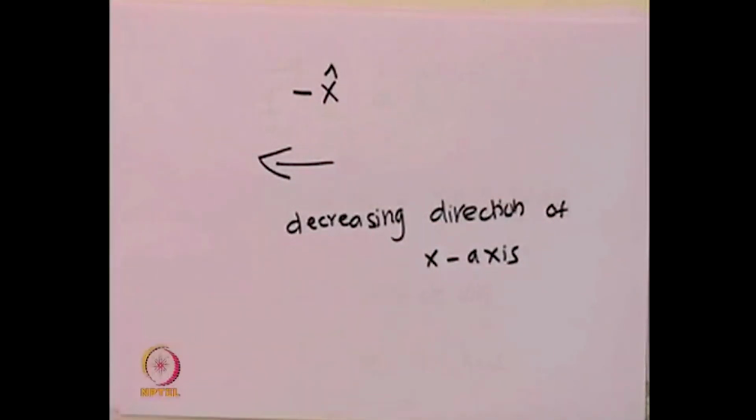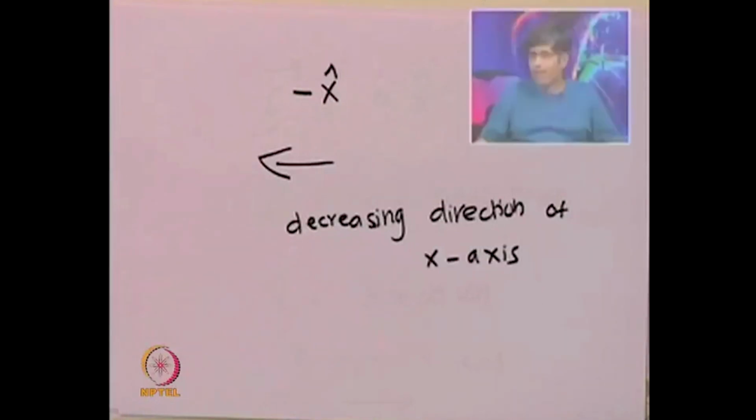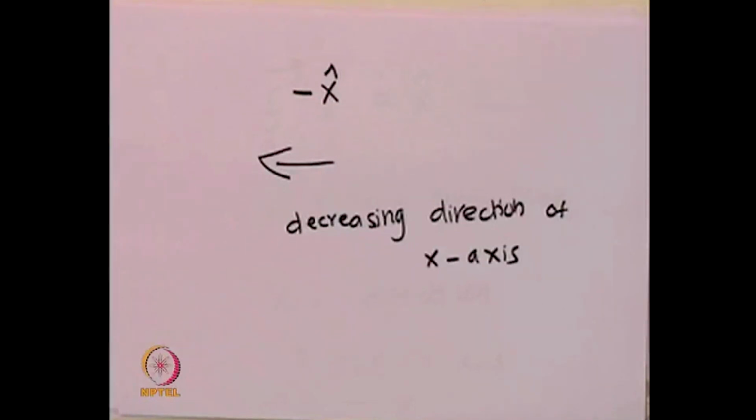So now, this is basically another notation to show that something is in the decreasing direction of the x-axis. Now let us have a look at this next slide.